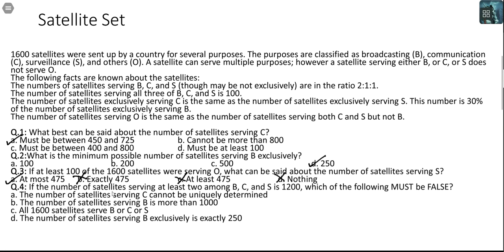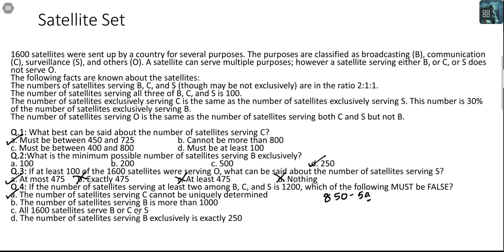If the number of satellites serving at least 2 among B, C, and S is 1200, which of the following must be false? The number of satellites serving C cannot be uniquely determined. This is definitely false, because the number of satellites serving C we had identified as 850 minus 5a. Now that I have a precise value for a, I can find out the number of satellites serving C. So this should be the answer, but for the peace of our mind, we will also check the other options.